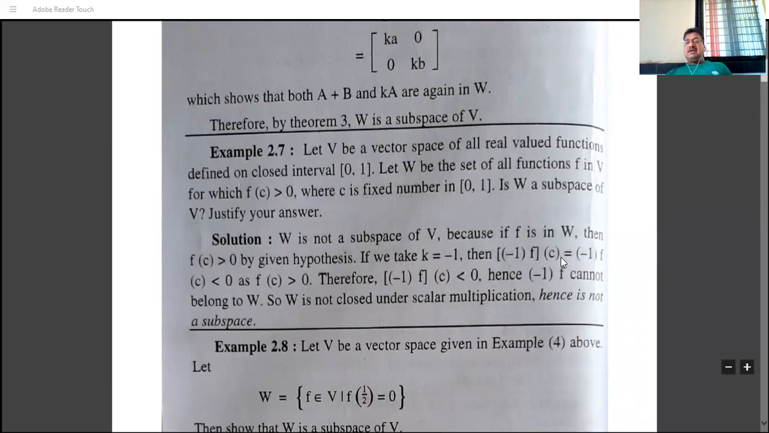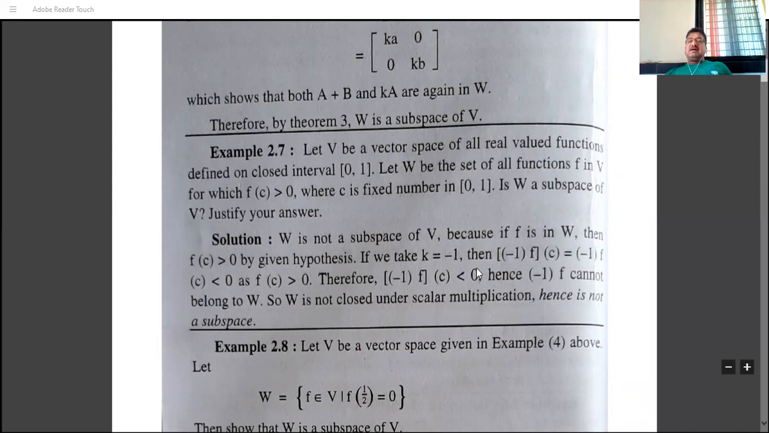That is, Kf is -1 into f(c), and f(c) is greater than 0, and so -1 into f(c) is less than 0. And so -1 into f cannot belong to W, because -1 into f(c) is less than 0, and W is the set of all functions such that f(c) is greater than 0. So -1 into f cannot belong to W, and so W is not closed under scalar multiplication.